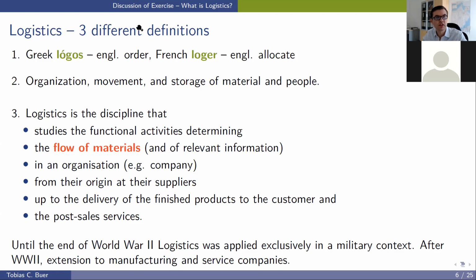The first one is just the language origin of the word, from the Greek logos. It means order. Yeah, something is ordered, sequence. And from the French loger, it means allocate. Allocate is very good. We are allocating resources.